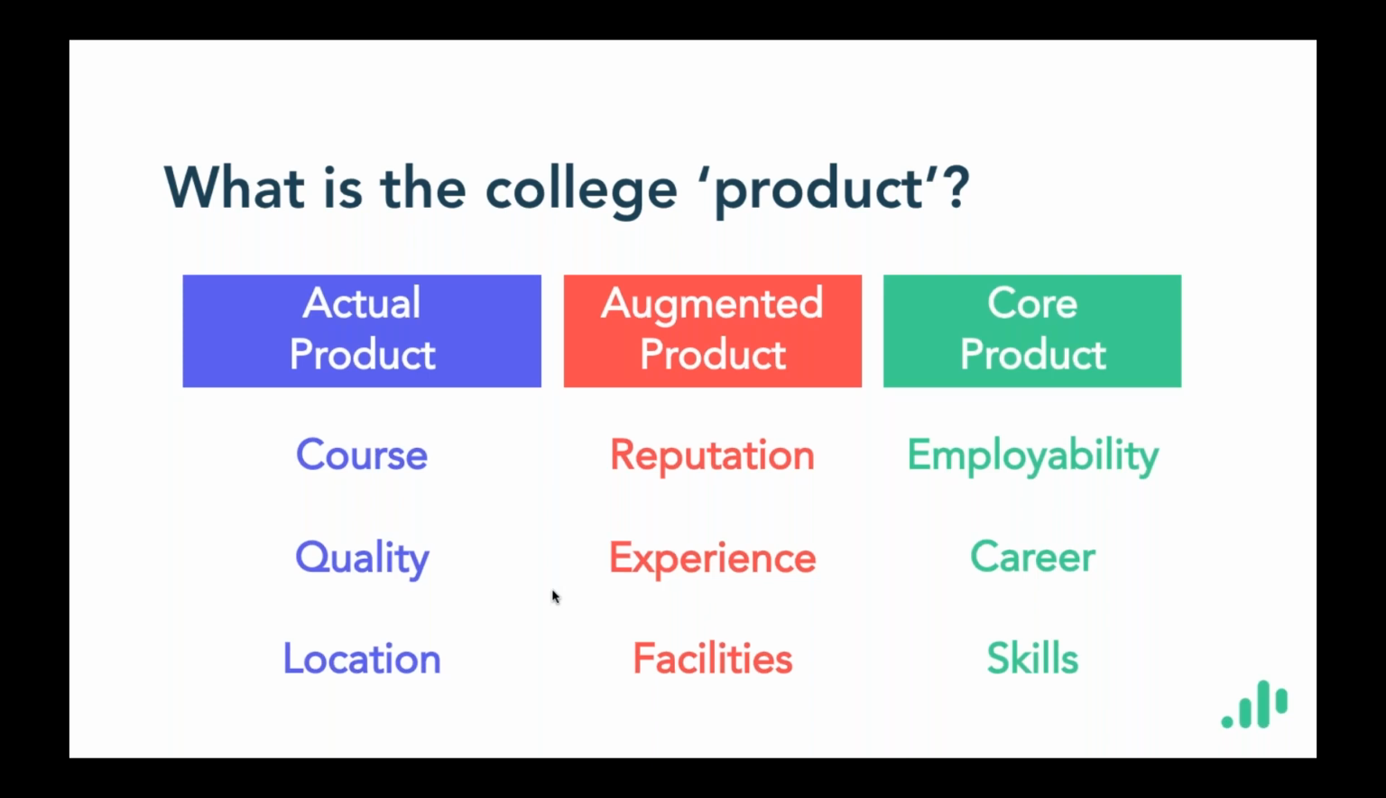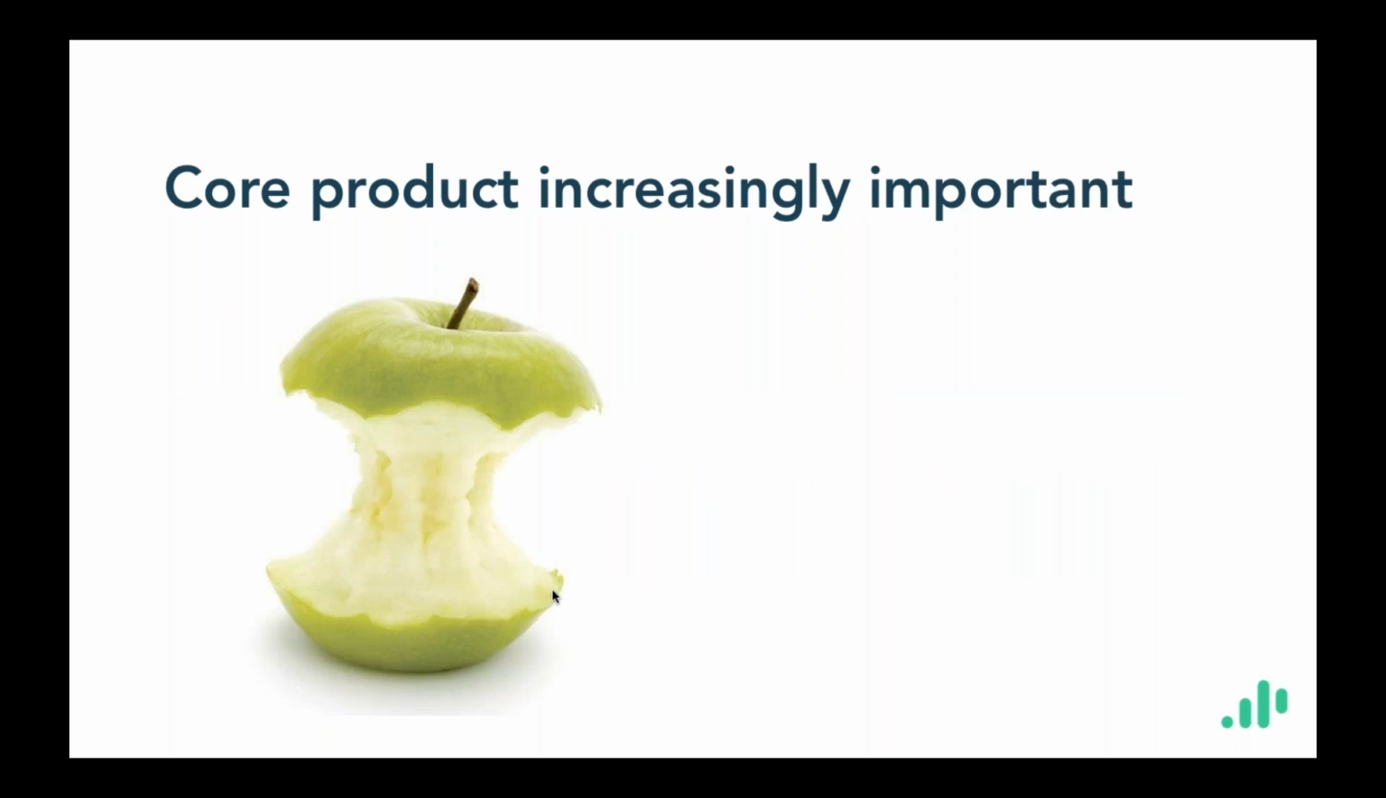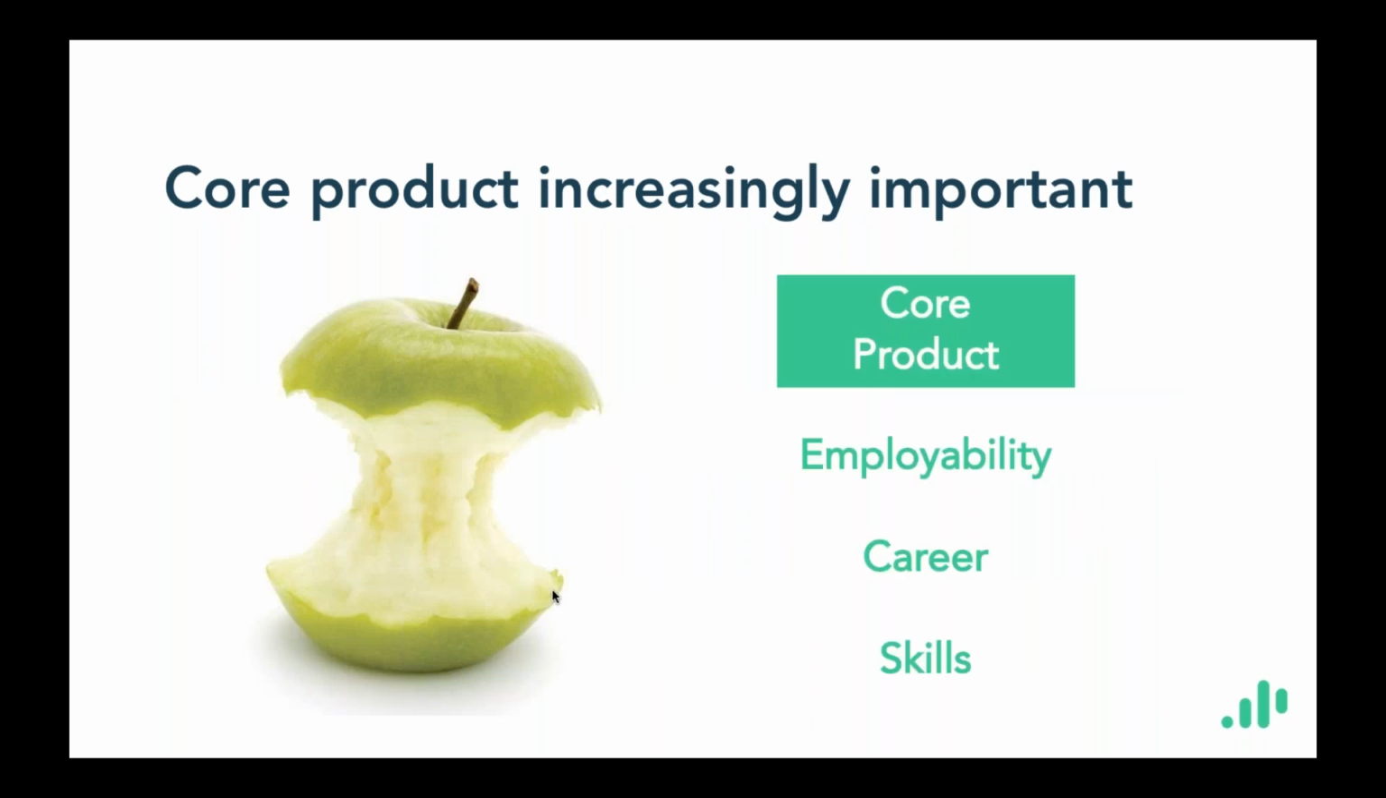And is it giving specific skills that the student wants to gain for whatever reason, because their employer demands a particular skill, or the area that they want to work in demands a particular skill? And with that in mind, I think it's fair to say we would all agree that the core product is becoming more and more important to students, and I'm sure it's more and more important to you all as marketeers and engagement personnel in the work that you do.